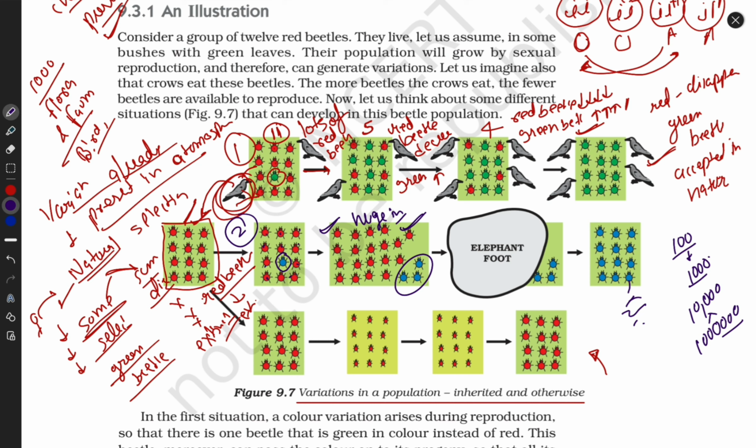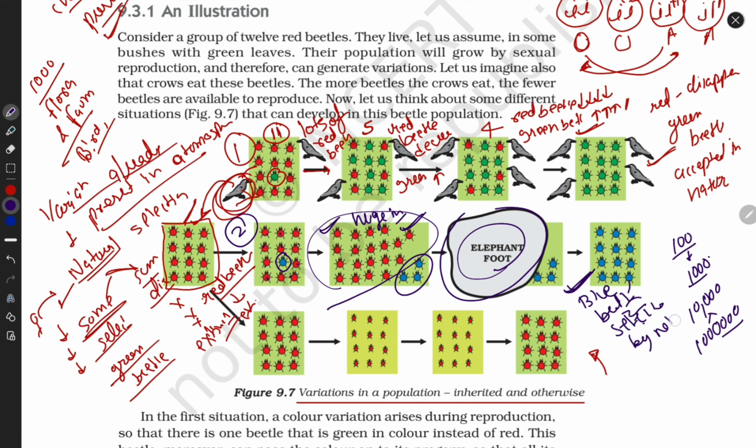Now an elephant comes, striking a pose, and the elephant put his foot here, and the red beetles disappear. All the red beetles are dead by the elephant's foot. And then nature selects. Who selects? Nature. The blue beetle is selected by nature. Again, here the green beetle is selected, here the blue beetle is selected.